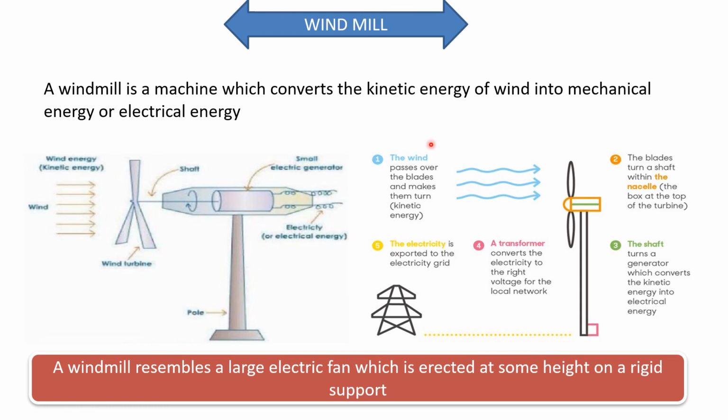So wind blows, it rotates the blades of the windmill, due to which the shaft rotates, and the electric generator is connected to the shaft. It will generate the electrical energy which will be utilized later, right? So this resembles a large electric fan on some rigid support. This is how a windmill functions. So what kind of energy conversion have we seen here? Kinetic energy to mechanical energy to electrical energy.